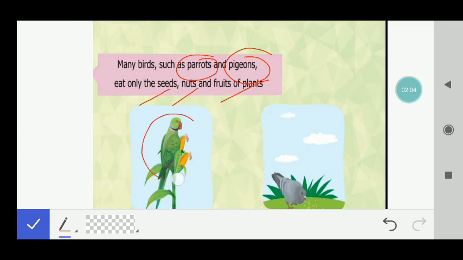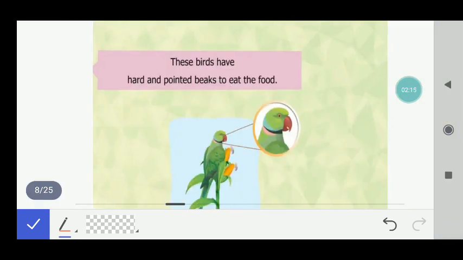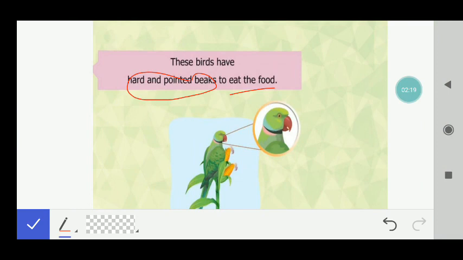Many birds such as parrots and pigeons eat only seeds, nuts and the fruits of the plants. So parrots and pigeons are also herbivores because they depend only on plant products for their food. These birds have hard pointed beaks to eat the food. Their hard beaks help them to break down the seeds, nuts and fruits.